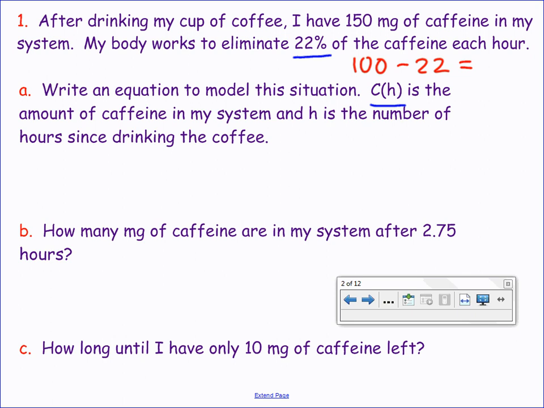Olivia, H? 78. That's exactly right. And so if 78% remains after each hour, that's telling me that my base B is going to be 0.78. That is 78% as a decimal.